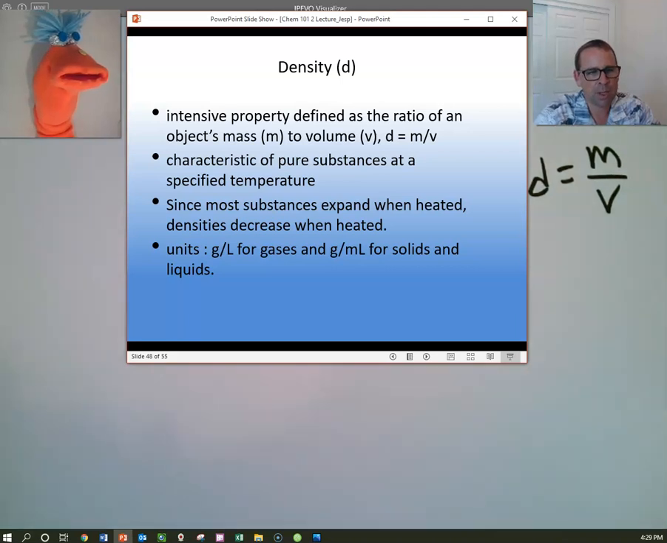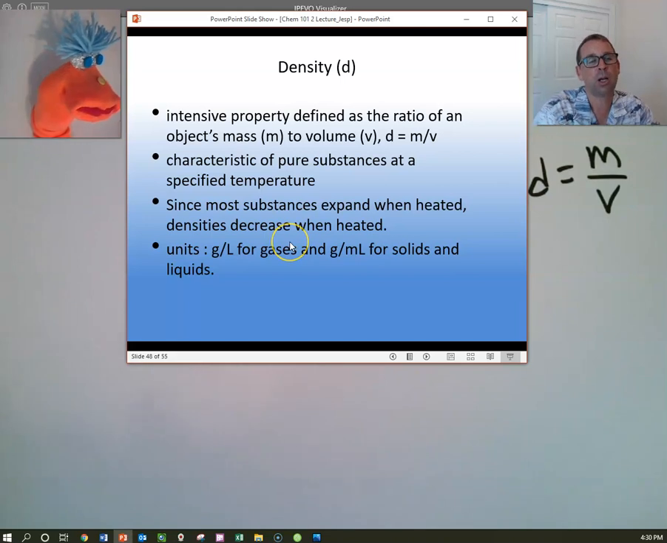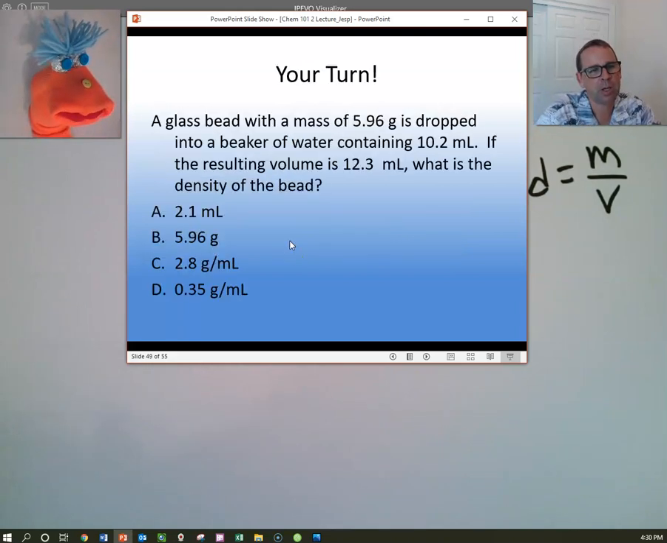Okay. It's temperature sensitive, so you have to generally talk about a single temperature, like ice has a different density than water, right? And for gases, it's much lower, so we generally express their densities in grams per liter. But for the rest of our chemicals, we can usually express density in grams per milliliter. Okay?